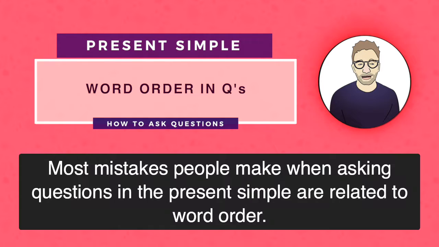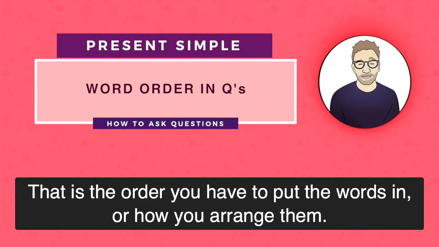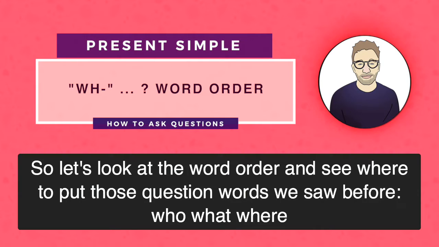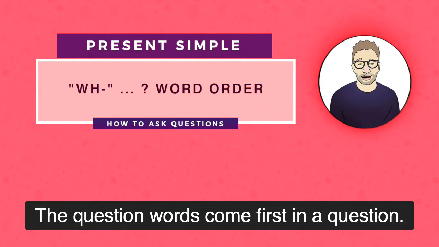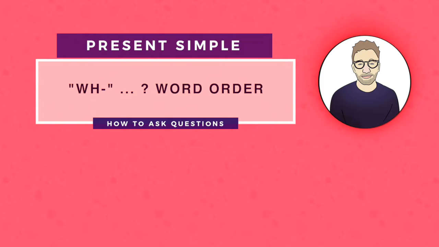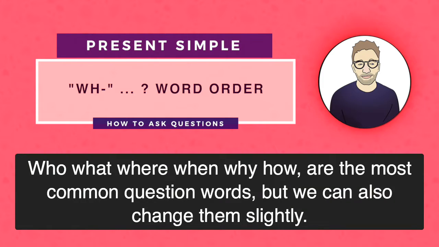Word order. Most mistakes people make when asking questions in the present simple are related to word order. That is, the order you have to put the words in, or how you arrange them. So let's look at the word order and see where to put those question words we saw before: who, what, where, when, why, and how. The question words come first in a question. Who, what, where, when, why, how are the most common question words.